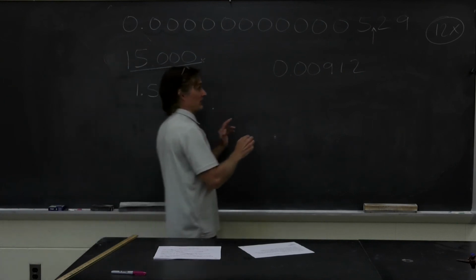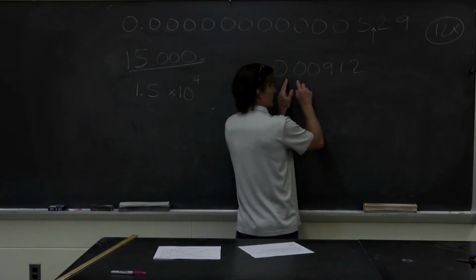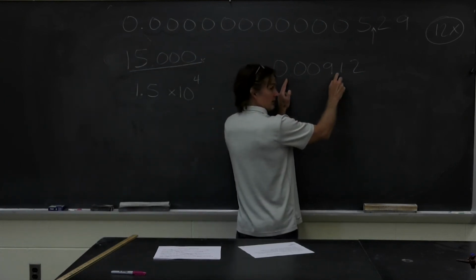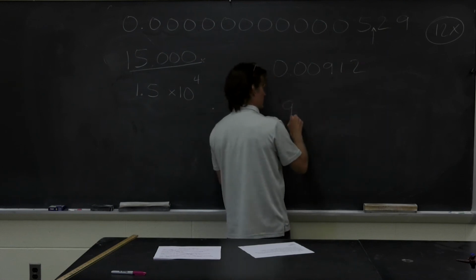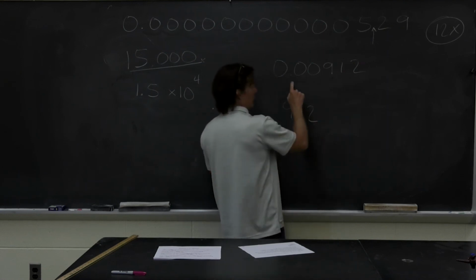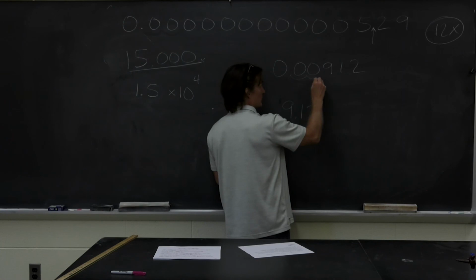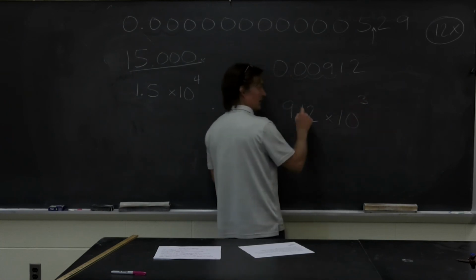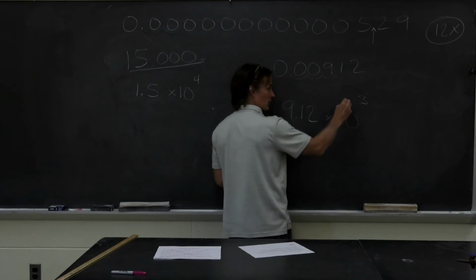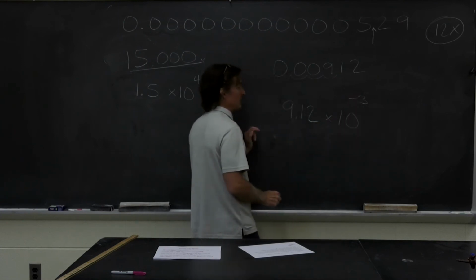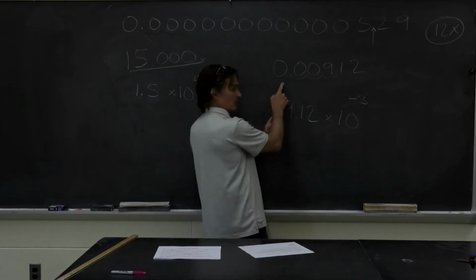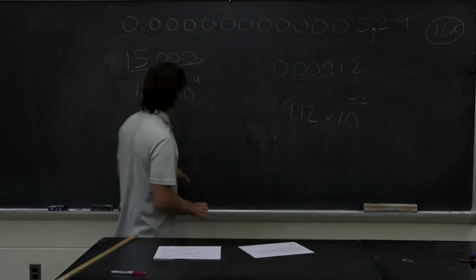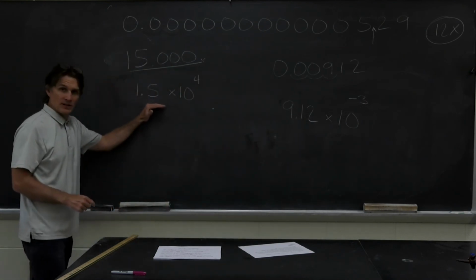In this particular case over here, I'm going to move my decimal here to write this as a number between 1 and 10. Notice I had to move the decimal 1, 2, 3 times. And because it's a small number, we're going to go ahead and make this a negative 3. So this is how we'd write this number in scientific notation, and this is how we'd write 15,000 in scientific notation.